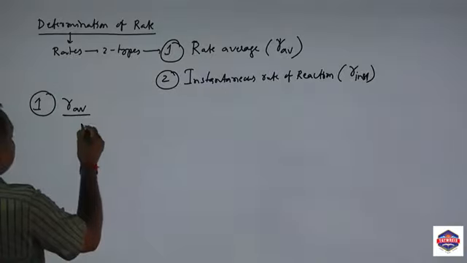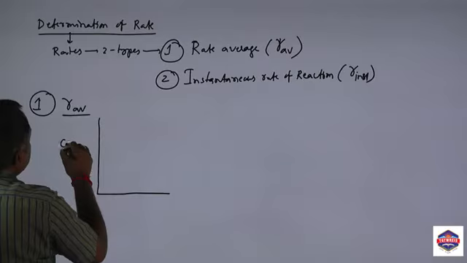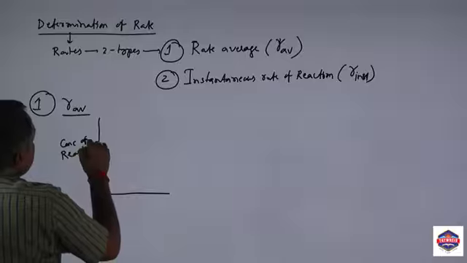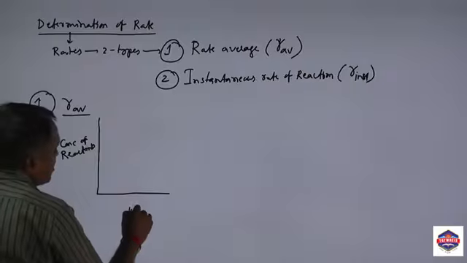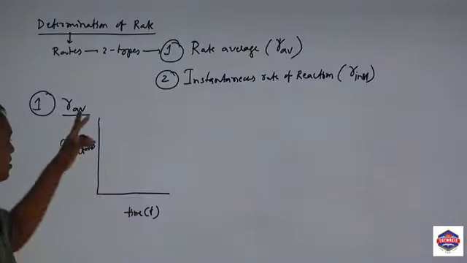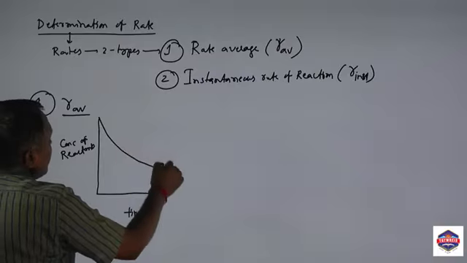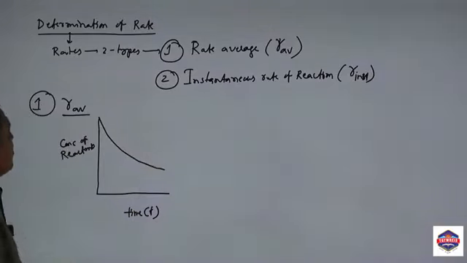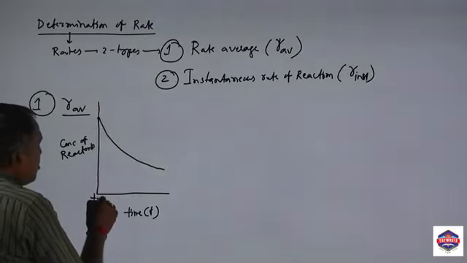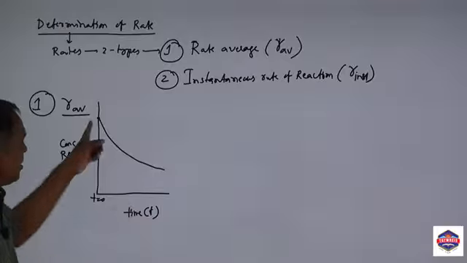So for example, take the concentration of reactants or products. Concentration of reactants on the y-axis and time t on the x-axis. When a graph is plotted between the concentration of reactants on the y-axis and time t on the x-axis, we get a curve like this. Initially, the concentration of reactants is very high. This is the concentration of reactant at time t equal to 0. As time increases, the concentration of reactant gradually decreases.